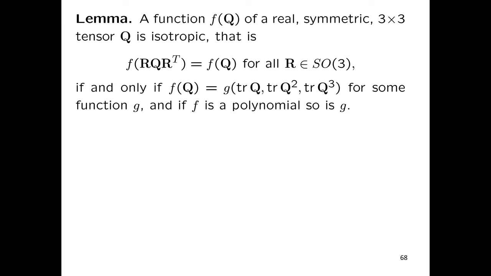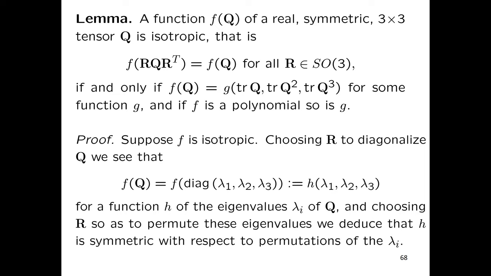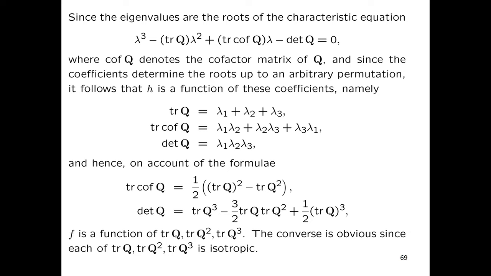So very standard, but suppose F is isotropic, so it satisfies this condition. Then you can choose R to diagonalize Q. So that means that F of Q is F of diagonal(λ1, λ2, λ3), so a function, say H, of the eigenvalues λ_i of Q. And then you can choose R to permute these eigenvalues, so that's not going to change F of Q either. And so that means that this function H is symmetric with respect to the permutations of the eigenvalues. Now the eigenvalues are roots of the characteristic equation.